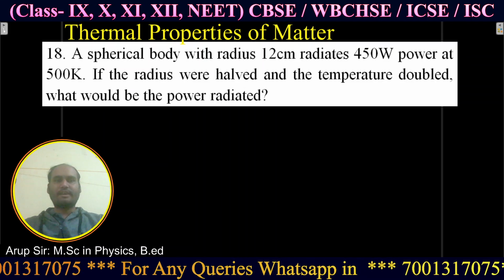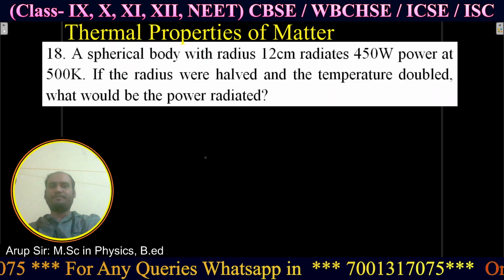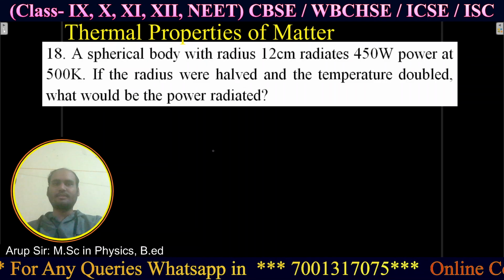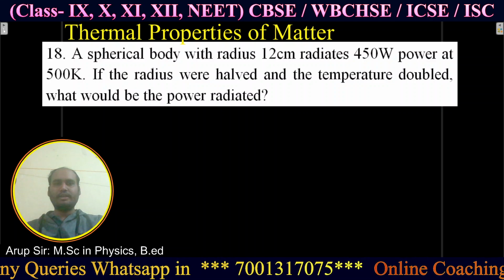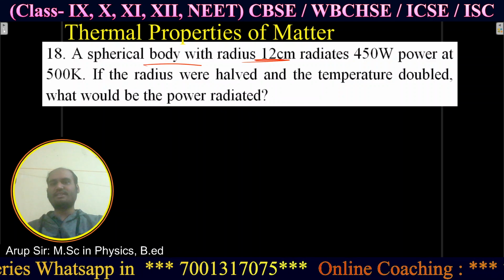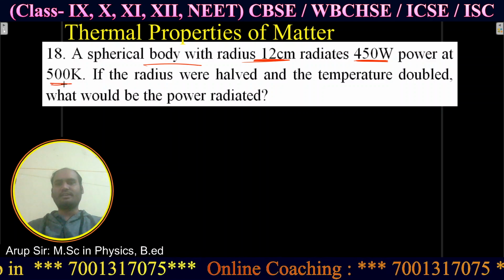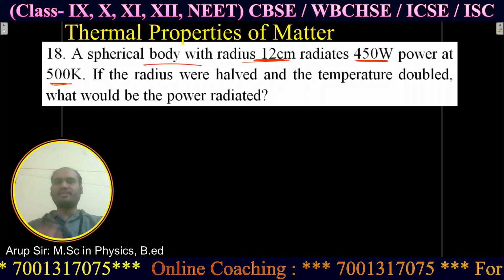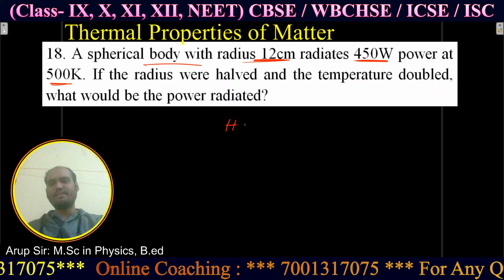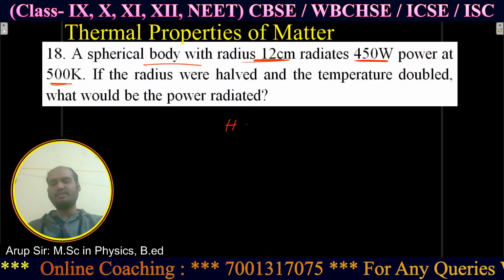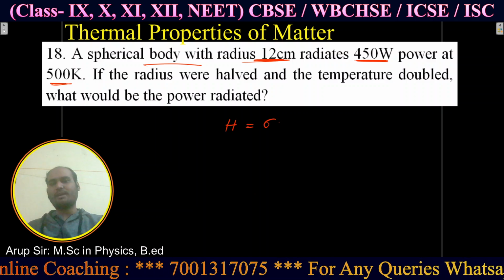Okay, another question from radiation, part of the thermal properties of matter. A spherical body with radius 12 centimeter radiates this much of power at this Kelvin. So what is the formula for radiation of heat? The rate of heat radiation is equal to sigma A T to the power 4.